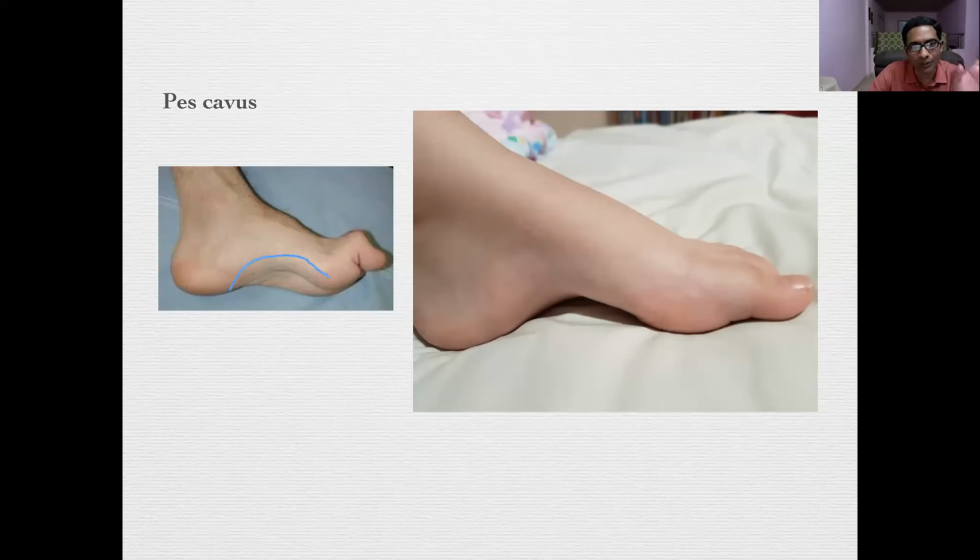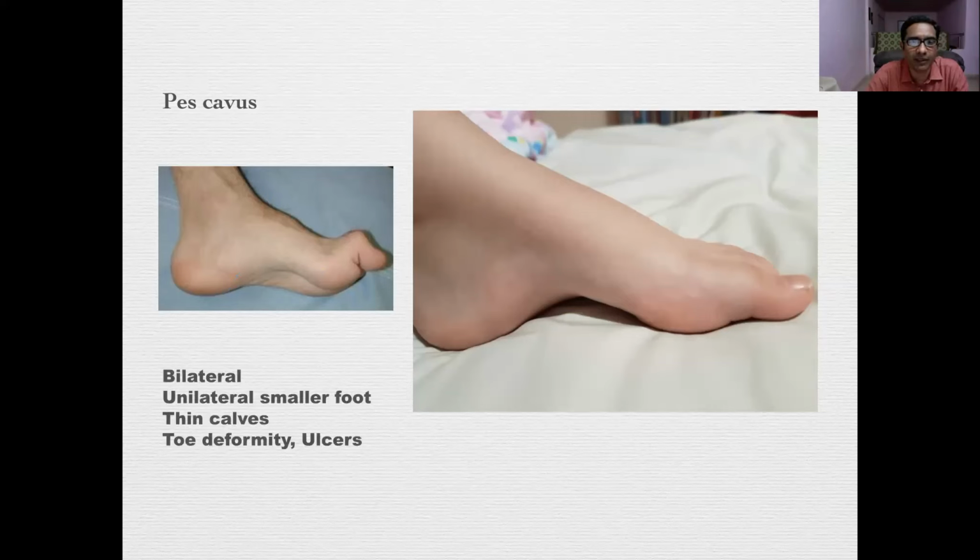The moment you see this wasted foot with a high cavus, intrinsic wasting, immediately you must search for a neurological cause. It could be a spina bifida, it could be a generalized cause, Friedreich's ataxia, something like that. But the thought should spark that we must look for a neurological problem, especially when the unilateral foot is smaller, especially when there is atrophy of the calf and you see toe deformities with ulcers, which are actually a manifestation of sensory loss.